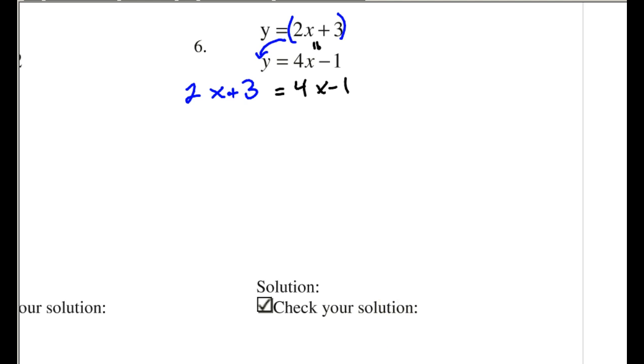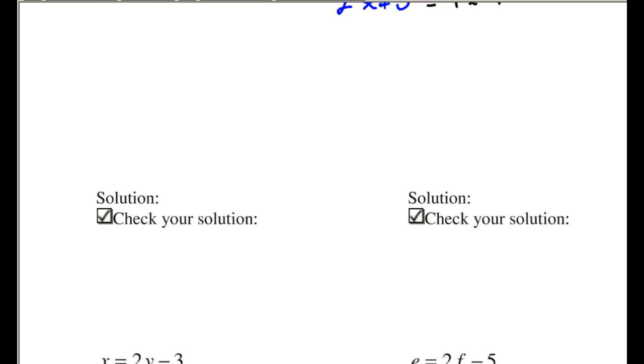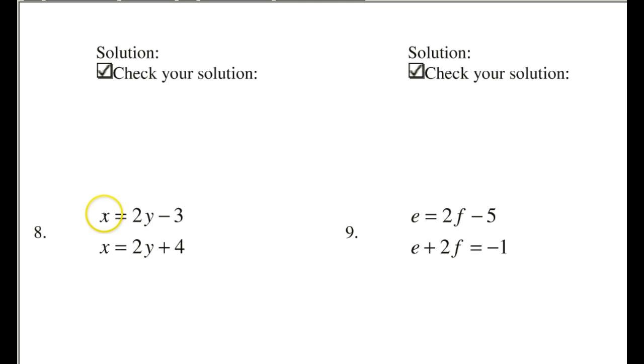That's very similar to these. Both of those above were y equals, both of these are x equals, but the idea is the same. This x is the same as this x, so I can plug it in over here. 2y minus 3 equals 2y plus 4, and so on.